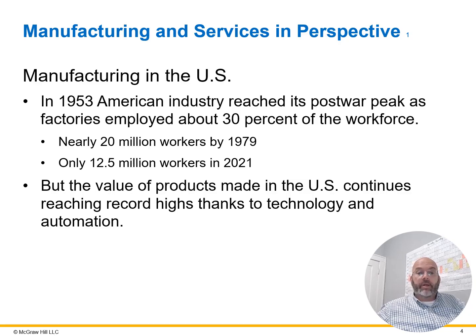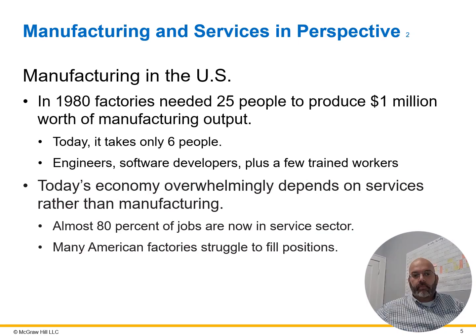But the value of products made in the U.S. continues reaching record highs thanks to technology and automation. This is huge, and this is how we compete internationally. In 1980, it took 25 people to produce $1 million worth of goods. Today, it only takes 6 people.